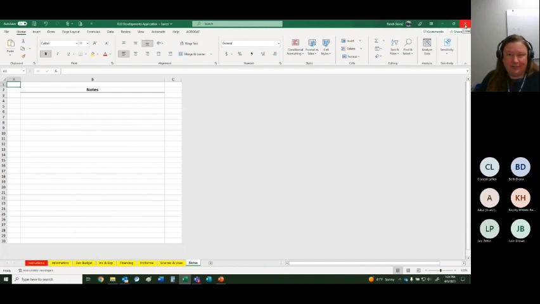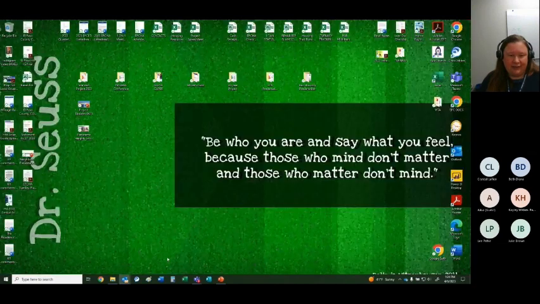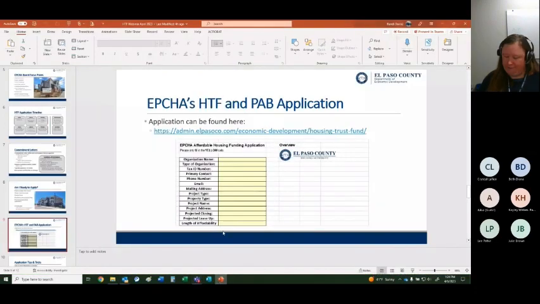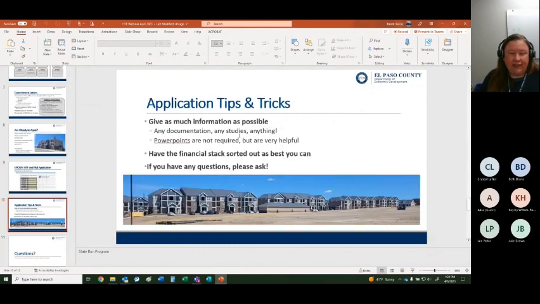So there we have our application and some tips and tricks on that application. Give as much information as possible, any documentation you have, any studies that you have done, anything. We want to see pictures of the property. We want to see layouts where you're putting the buildings. Anything you've got could be helpful for your application.